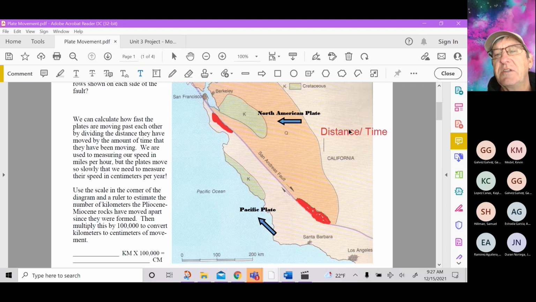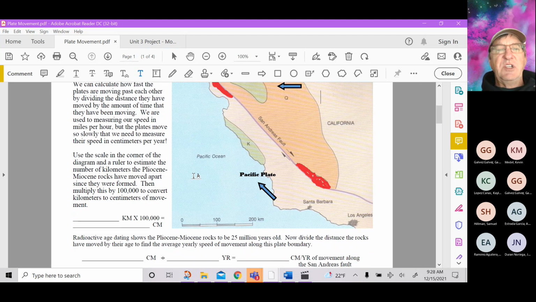So centimeters are a distance, a small distance. Time, well, that's a year, a pretty good sized time measurement. So we're going to measure distance over time for these rocks to find their speed using centimeters per year. Use the scale in the corner of the diagram and a ruler to estimate the number of kilometers that the rocks have moved apart since they were formed.